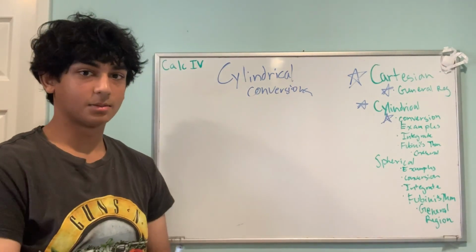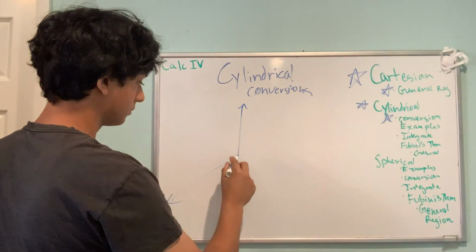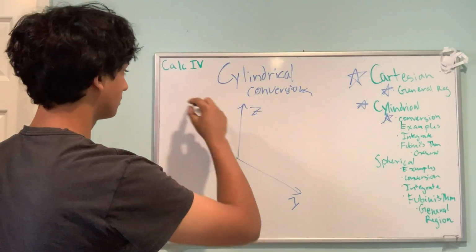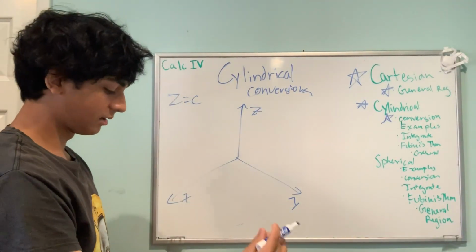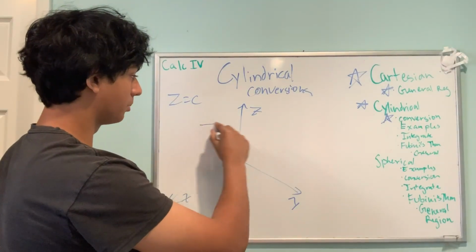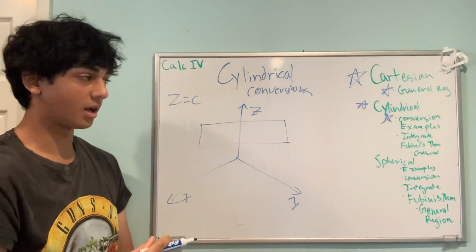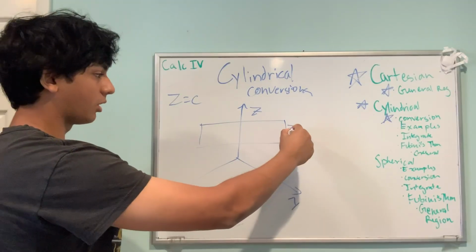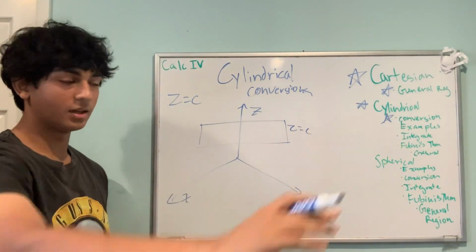Now, what if we had some constant z value? If z equals c, then we can draw a plane here that's parallel to the xy plane but perpendicular to the z-axis at some constant value of z equals c, and it is infinitely long.